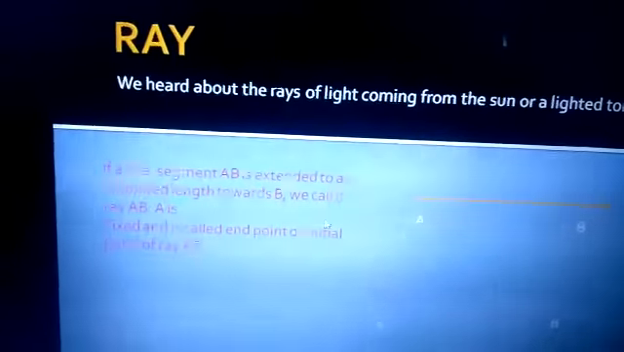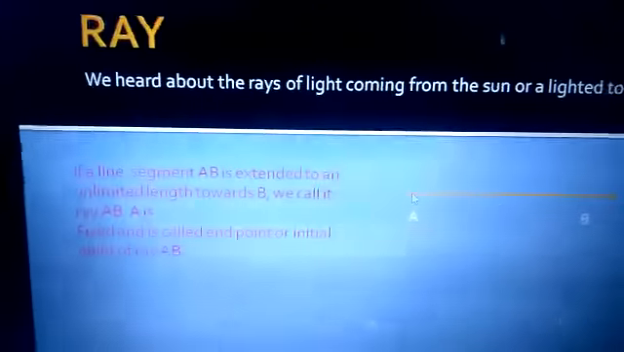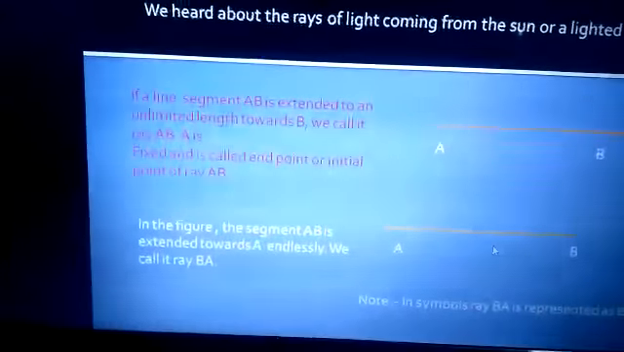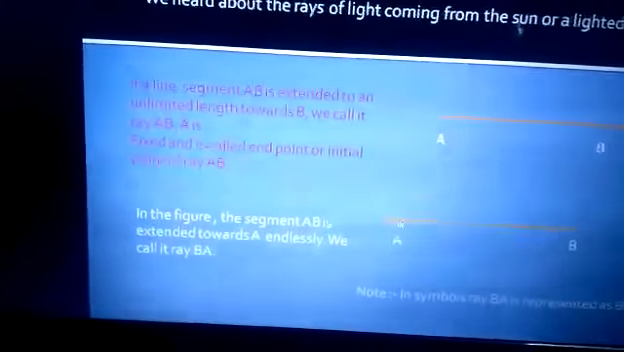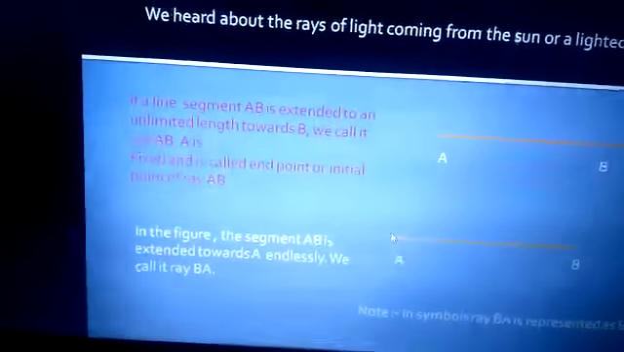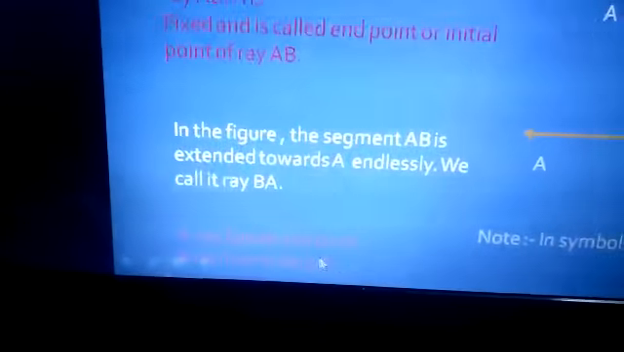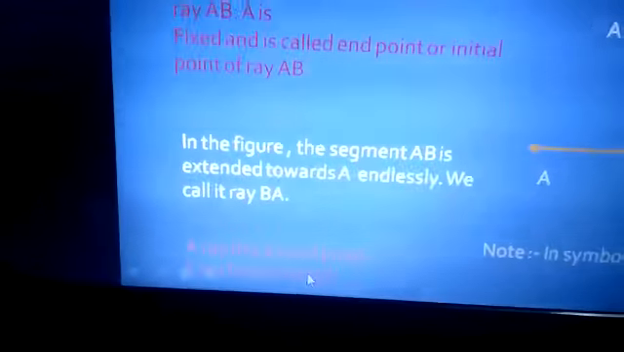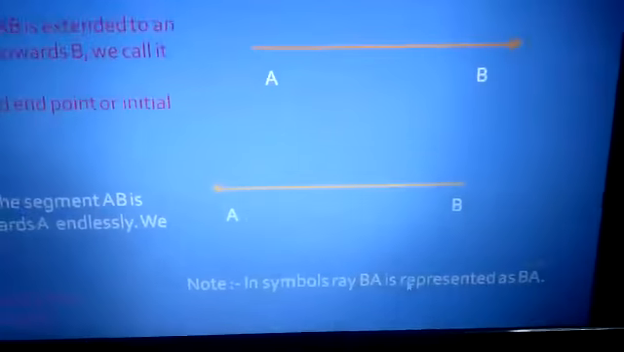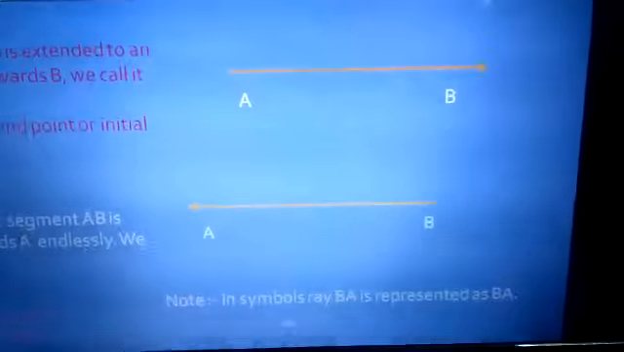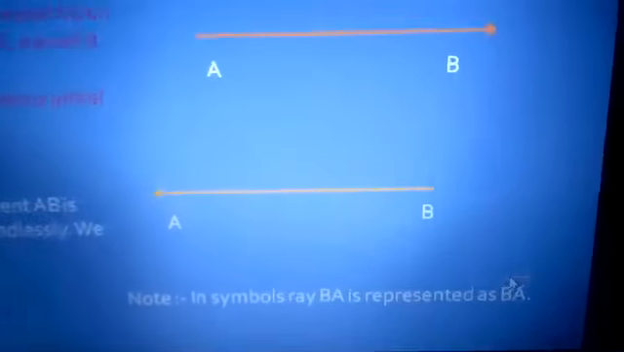A is fixed. Here A is the fixed or end point or initial point of ray AB. And in the figure, AB is extended towards A endlessly. We call it a ray BA. A ray has an end point. A ray has no length. The ray symbol is represented as AB with an arrow above it.